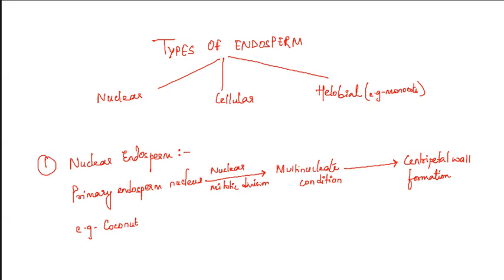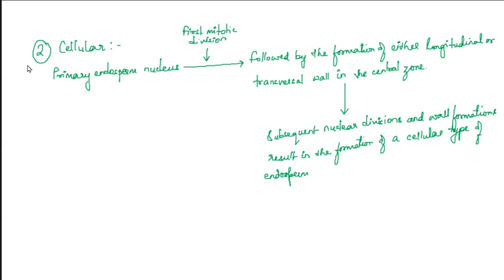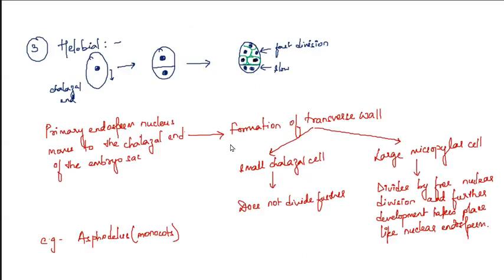Now cellular endosperm is what? When the first and all subsequent divisions of the primary endosperm nucleus are followed by wall formation. There will be the wall formation in the subsequent steps. So nuclear did not have the wall formation and cellular endosperm has the wall formation in the first and all subsequent divisions. The third one is the halobial form, where the first division of the primary endosperm nucleus results in the wall formation.